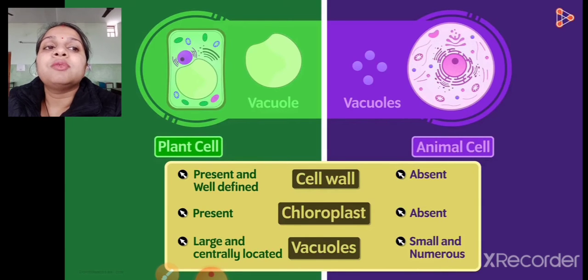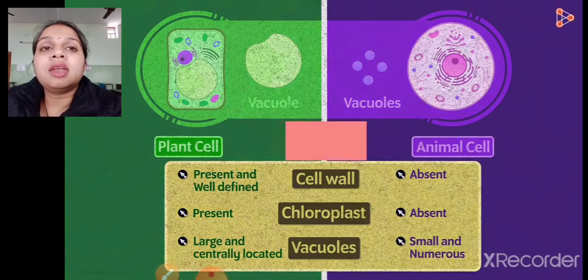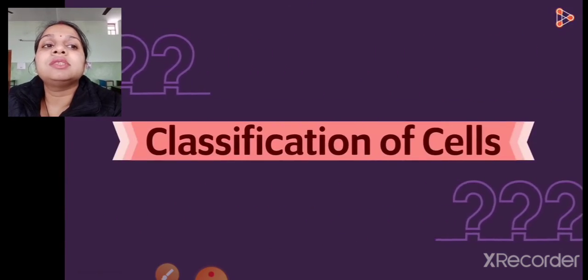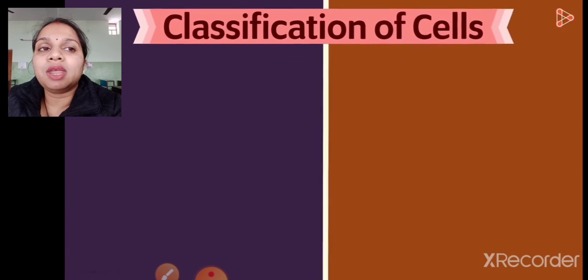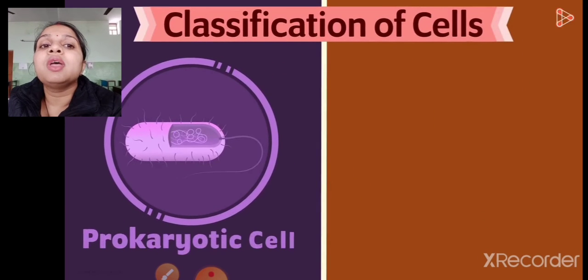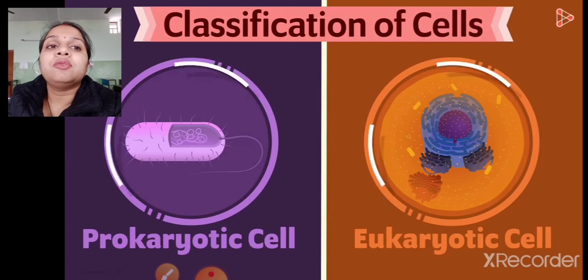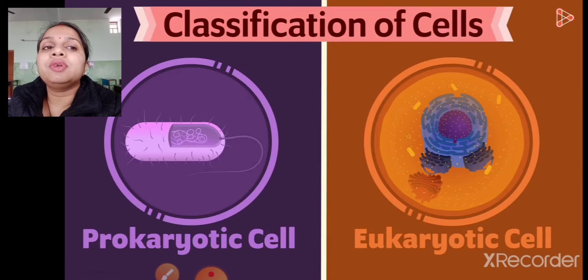After this we discuss the next concept, the classification of cells. Cells are classified into two main types on the basis of whether the nuclear membrane is present or not. The first is the prokaryotic cell and the second is the eukaryotic cell. These two types differ from each other in different aspects.